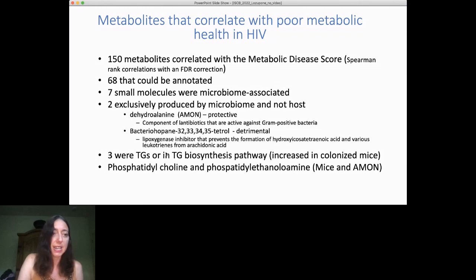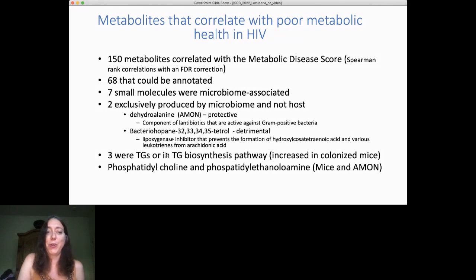Of these, 68 could be annotated, and of those 68, 7 we determined to be microbiome associated, either because they were predicted with Ammon, such as dehydroalanine, or because they were observed both to be predicted by Ammon and to change in the mice, such as phosphatidylcholine and phosphatidylethanolamine. One of these I want to draw your attention to, though, is bacteriohopane tetrol. So this one was positively correlated, so predicted to be detrimental.